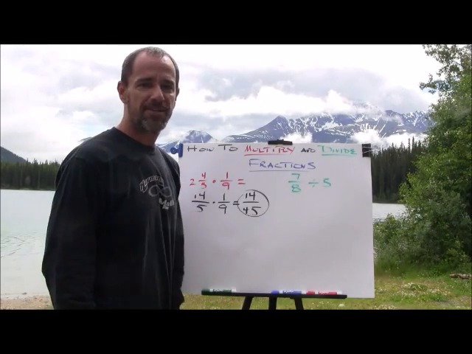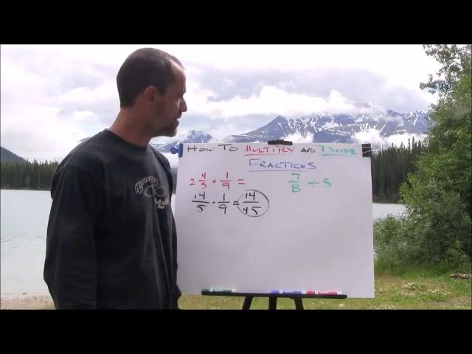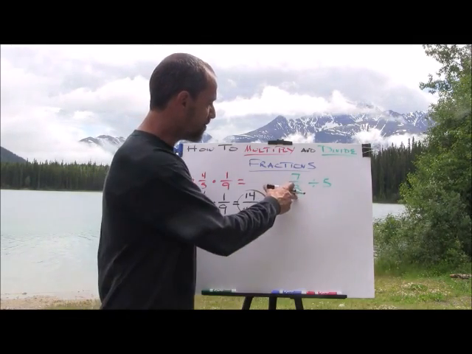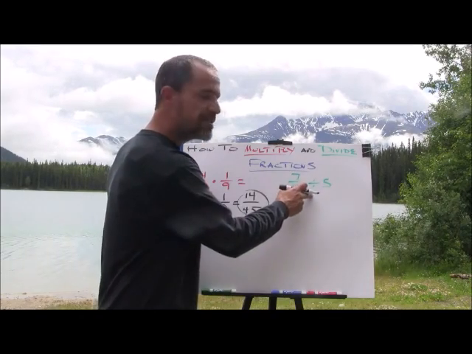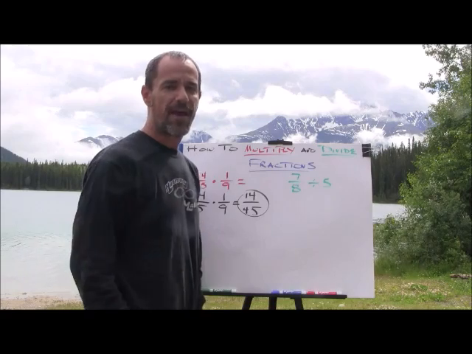Now, when we divide fractions, it's important to think of division as sort of the opposite of multiplication. So in order to divide fractions, what we're really going to do is keep the first fraction the same, change division to multiplication, and we're going to flip the second fraction. More about that in a second.